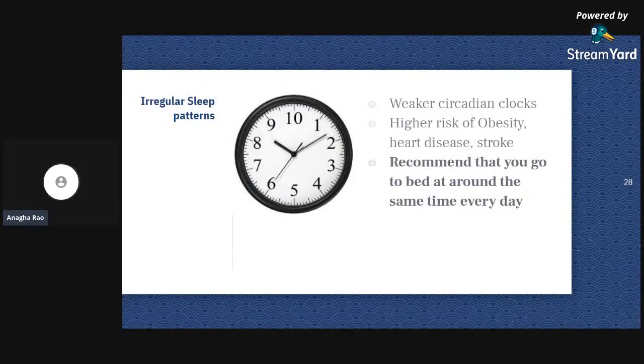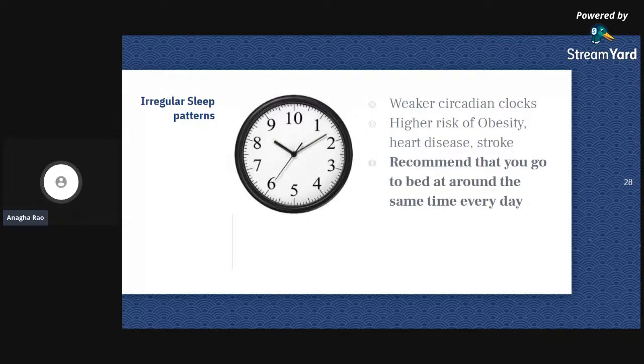Irregular sleep patterns. So when we have irregular sleep patterns, which is when we sleep at different times every day. Maybe one day we sleep at 6 p.m., and then another day we sleep at 11 p.m., and then another day we sleep at 8 p.m., just varying that much. So this can have a higher risk of heart disease, obesity, and stroke.